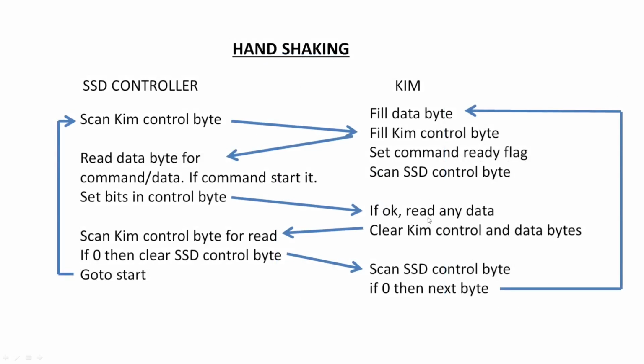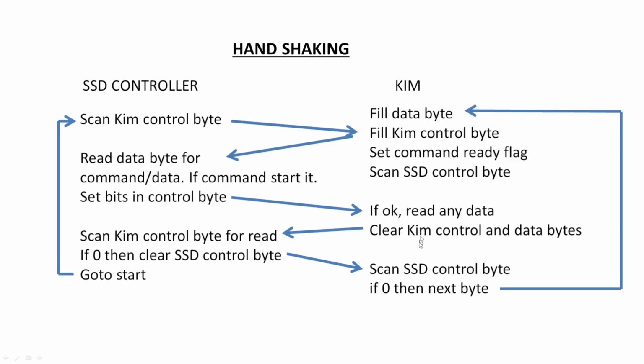So it's either read the instruction or it's read data. What the KIM then does is it clears its own control and data bytes. The ones it's set up here, it's now going to clear, because once the solid state controller has set, yes, I've read your command, it needs to know that the KIM has seen that it has read the command. It is scanning the KIM control byte to see whether there's anything there for it. The KIM here sets it to 0, clears the KIM control byte and the data byte. So this is looking for 0. When it sees 0, it goes, yes, the KIM knows that I've read the command and I'm starting the command.